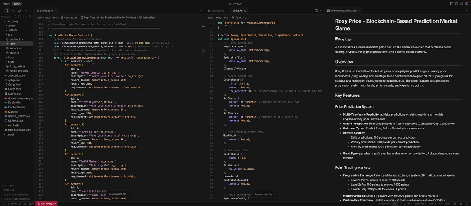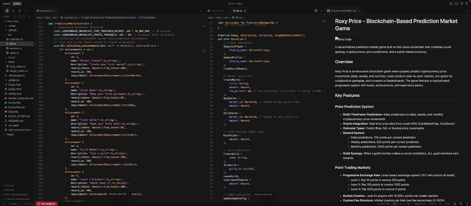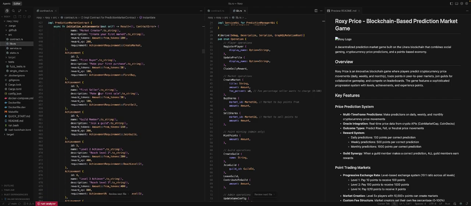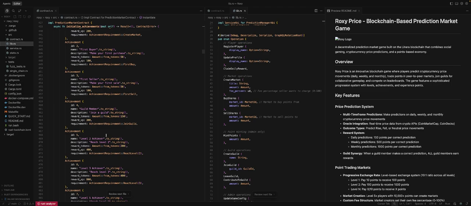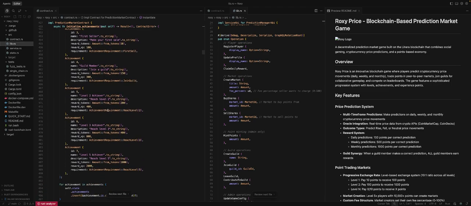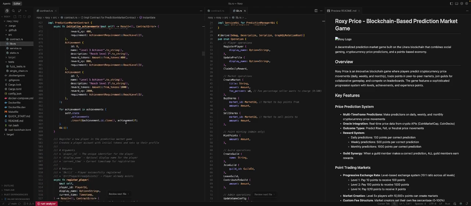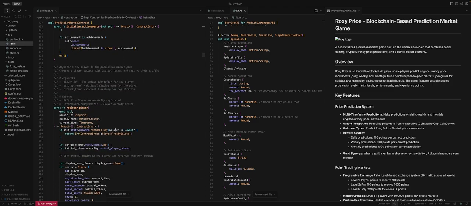So this is initialize achievement. This function initializes the achievement system with predefined achievements. Every level or landmark a player reaches, they get an achievement. So whenever you create a market, you have this achievement. Whenever you make your first buy, you have this achievement. Whenever you make your first sale, you have this achievement. If you join a guild, you have this achievement. If you reach level 2, you have this achievement, and this continues, right? I'm still trying to make it optimized, so I'm still working on that.